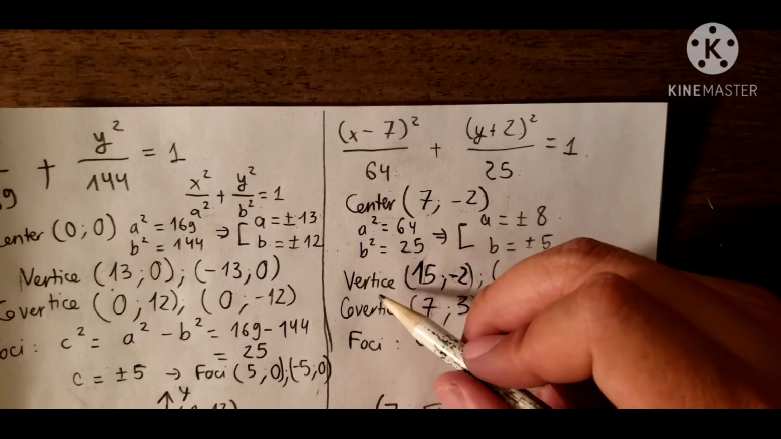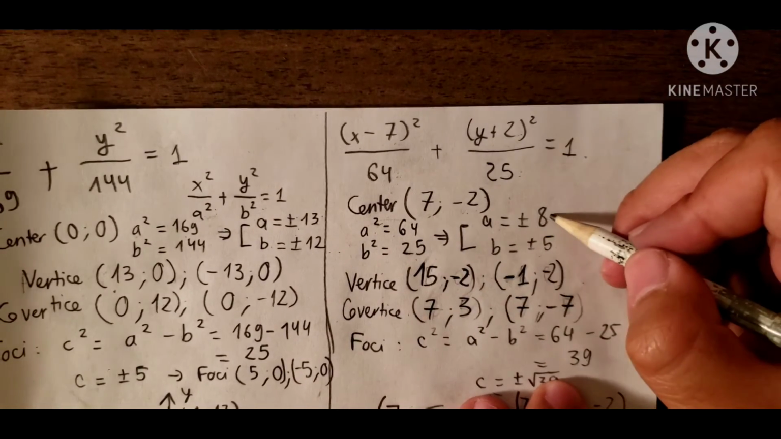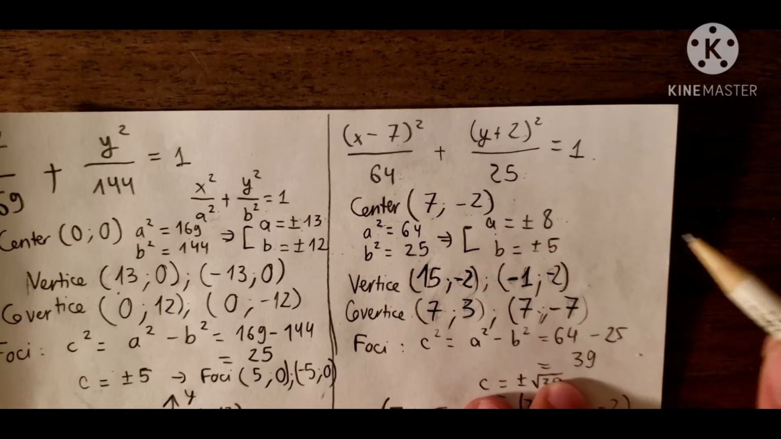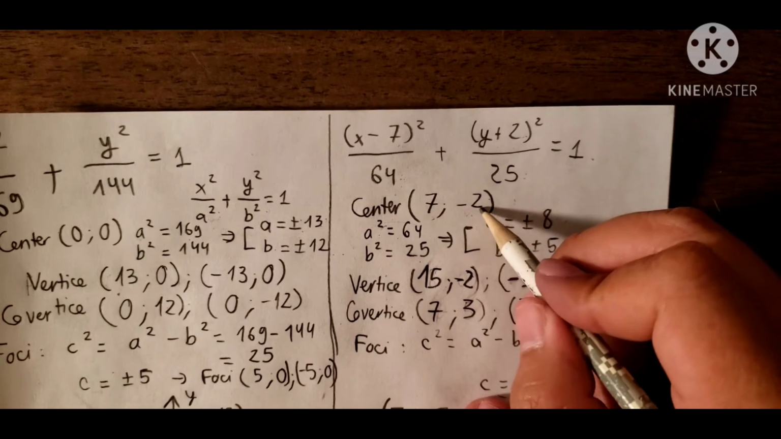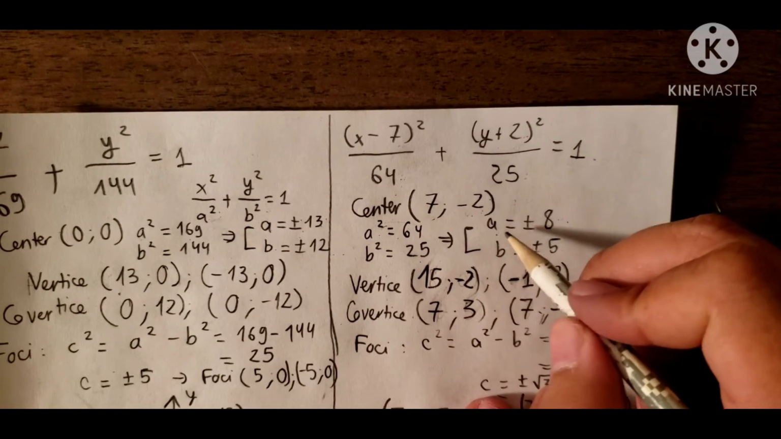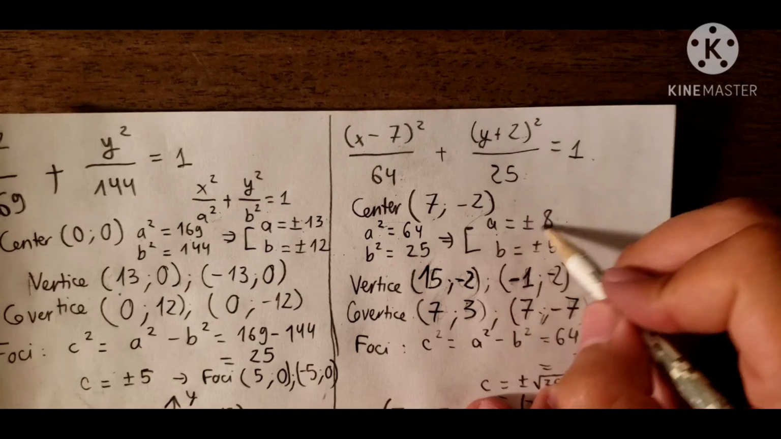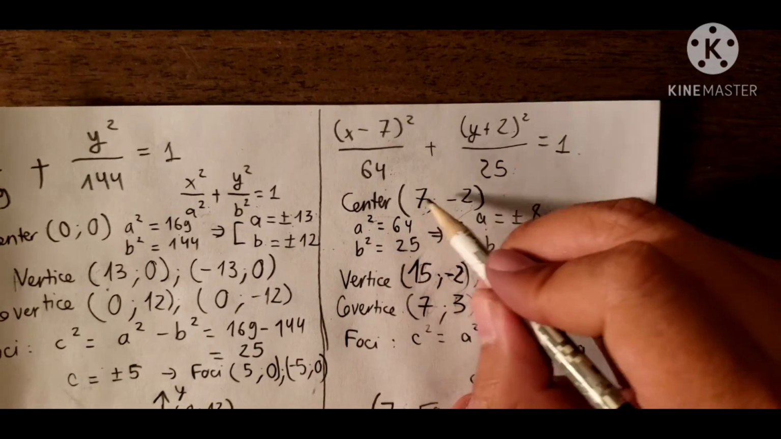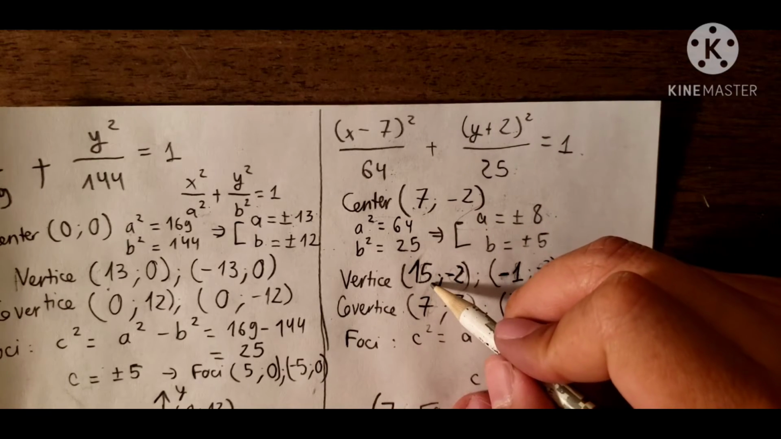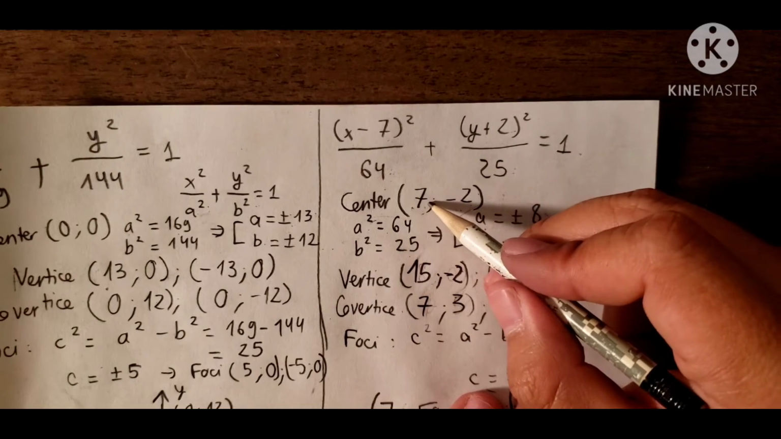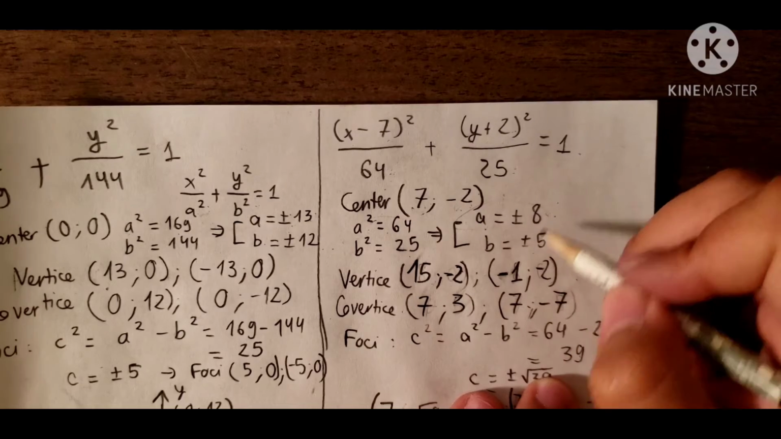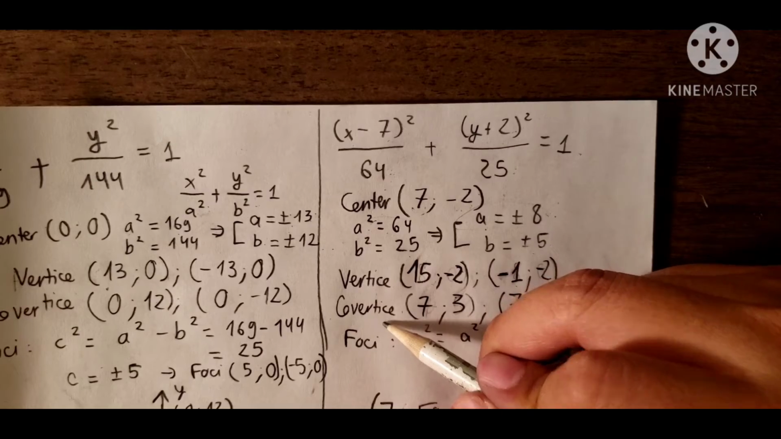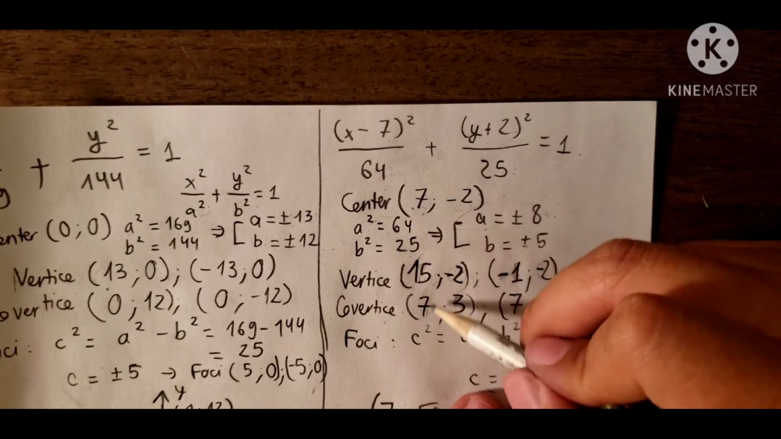Now on the vertex, we can say that a is higher than b, so the vertex is about the a in here. We keep the center, which is about minus 2, and a is about the number in here. We have the 7, and we have the positive a. 7 plus a is about 15, and we have used the center. We minus the a, we got about minus 1.